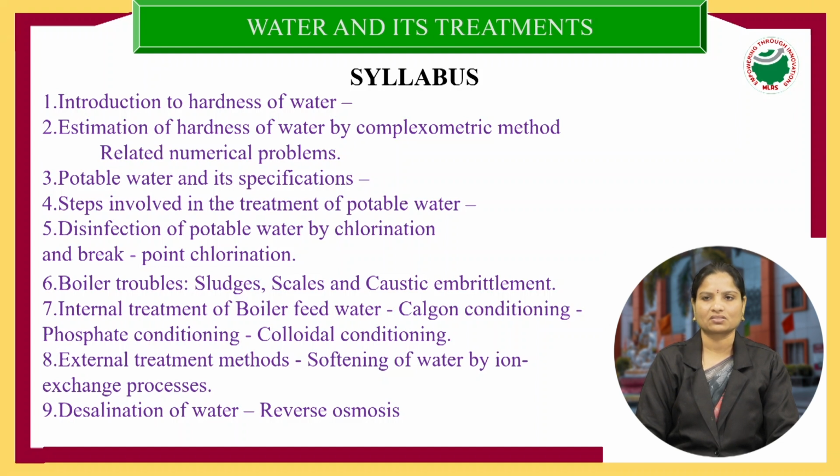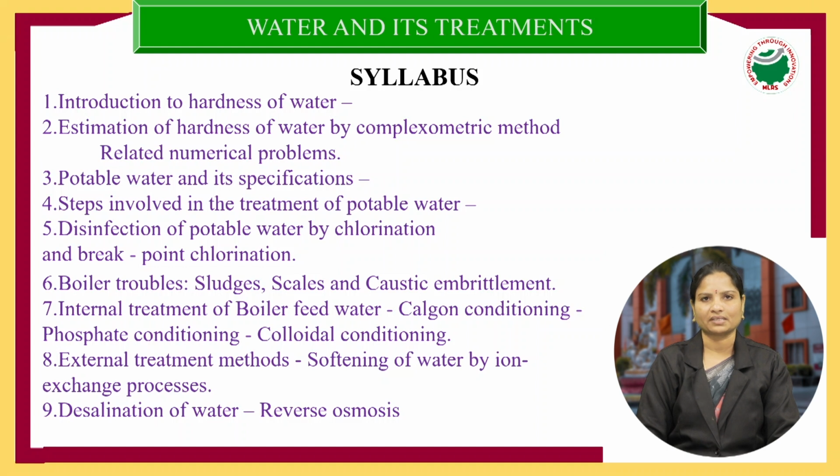There are different steps, so we have to learn them in this session. Then the problems on EDTA and temporary and permanent hardness of water. Boiler troubles, sludges, scales, caustic embrittlement. Internal treatments: calgon conditioning, phosphate conditioning, colloidal conditioning. There are different types of conditioning processes. We have to learn in this unit how problems occur with the use of hard water.